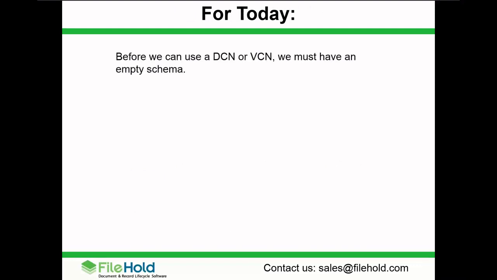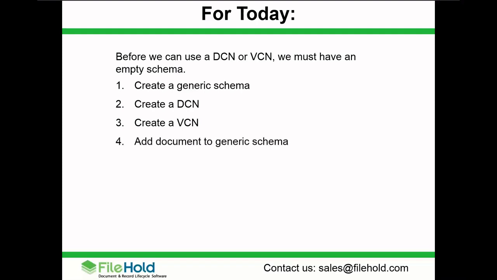So for today, before we can use a DCN or VCN, we must have an empty schema. So we're going to go through the mechanics. We're going to create a very quick generic schema. Then we're going to create a DCN, create a VCN. We're going to add a document to that generic schema, and then we're going to look at the DCN and the VCN and the version properties.